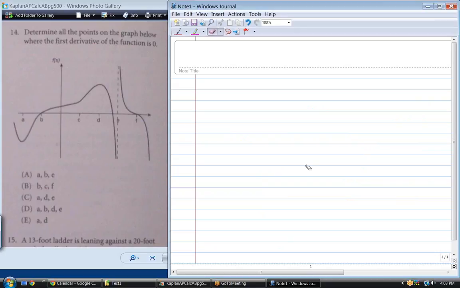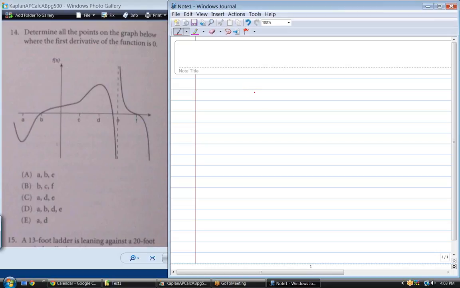All right. Number 14. Wouldn't it just be A and D? Yep. Okay. Now the one that you can't quite tell is F.